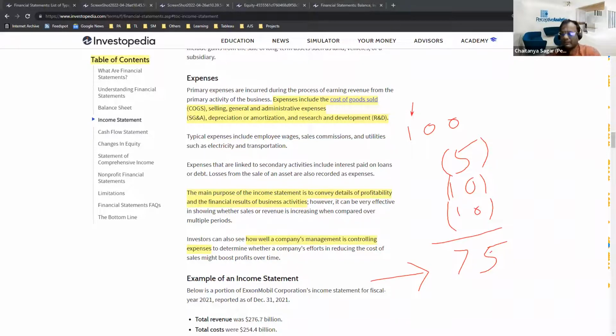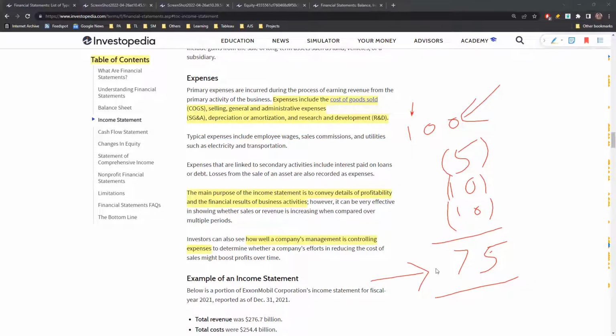Let's take the same scenario. For the dosa, what's the gross margin that we have? Gross profit is 75 rupees. And this 100 rupees is the revenue. So gross margin is gross profit divided by the revenue. In this case, how much is the gross margin? 75%. 75%. Okay.